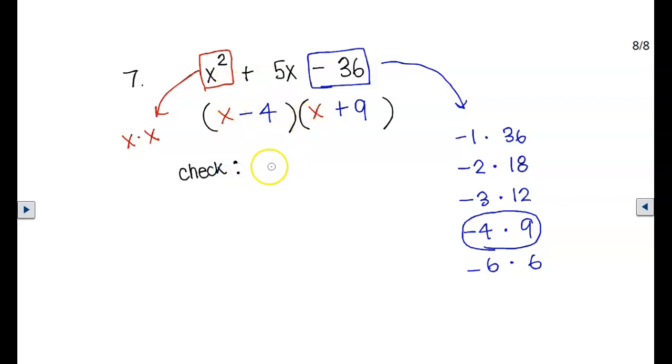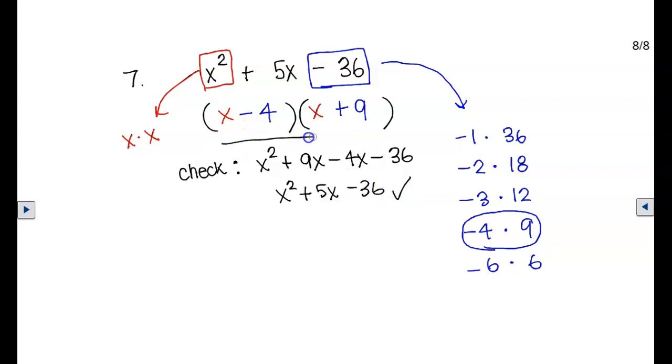So x times x is x squared. x times 9 is 9x. Negative 4 times x is negative 4x. And negative 4 times 9 is negative 36. Like terms, 9x minus 4x is 5x, so x squared plus 5x minus 36 checks out. And so I know now that my guess was correct, and that is my answer.